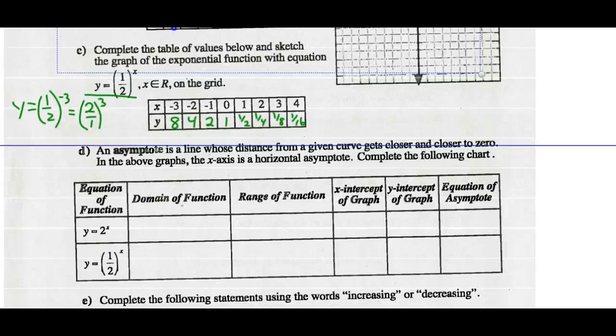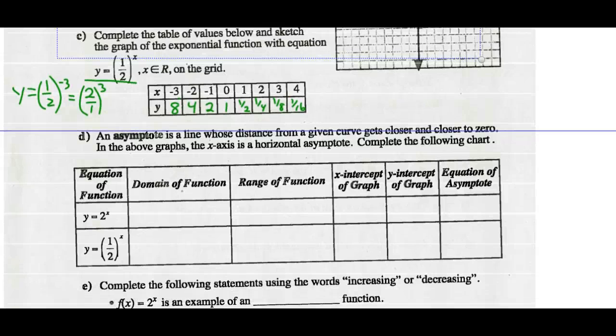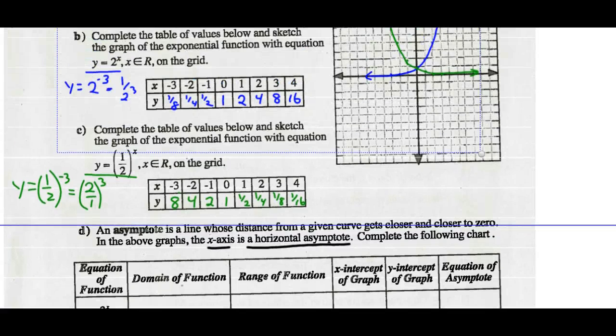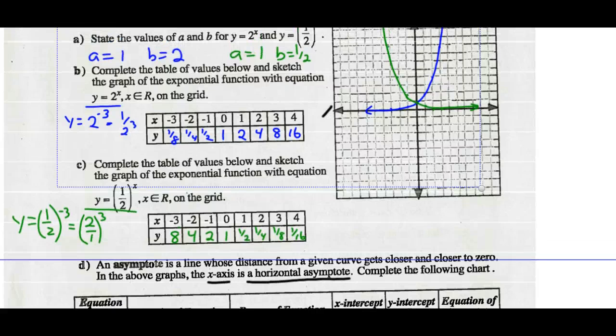Part D. An asymptote is a line whose distance from a given curve gets closer and closer to 0. In the above graph, the x-axis is called a horizontal asymptote. The x-axis is a horizontal asymptote as both these graphs approach the x-axis. There's our x-axis, but they should never touch it. My graphs appear to touch the x-axis because my pen isn't fine enough, but we should say that the graphs are always above and they're approaching that x-axis, that asymptote, but they're never going to touch it.